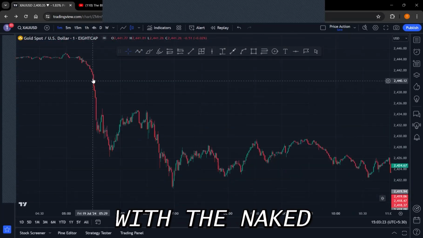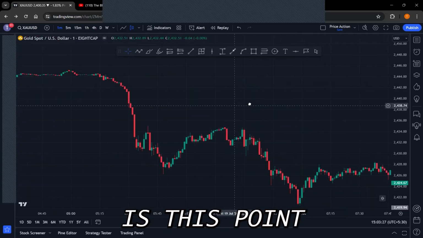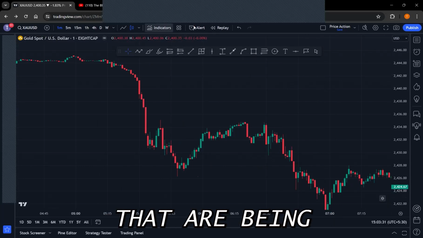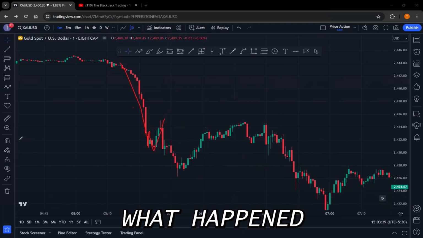As you can see with the naked eye, the price is trying to move towards the downside. However, what we need to understand is, when the price is moving downside, what is the price action of the swings that are being created in the market? If you look over here, the price is moving downside. The price created an upswing, then a downswing again, and then finally an upswing. So what happened over here?